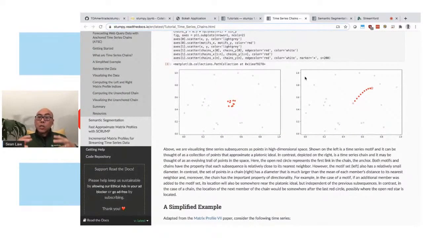So one of these things is you can look at something called time series chains. And what is a time series chain? If you can imagine this plot here where each data point might be a subsequence, and you have points that are close together, it signifies that you have subsequences that are close together in Euclidean distance. Now you could have subsequences that are just clustered randomly but very close to each other. But you can also have subsequences that are close to each other but that are different along some sort of directionality, along some direction. And here's what I mean by this.